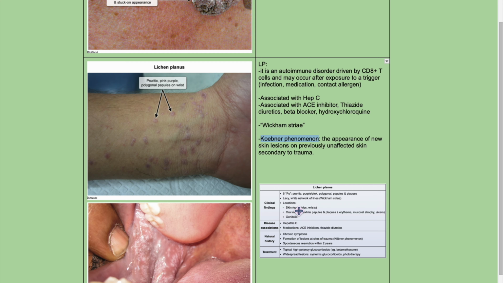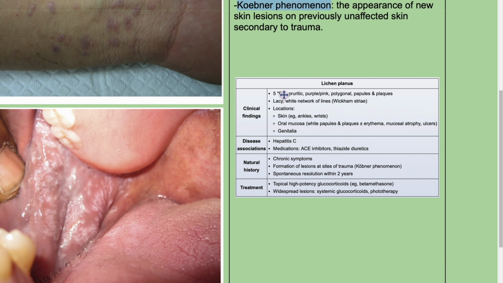Got it. So lichen planus, 5 P's, clinical findings. These are not that important. This you can figure out. It's the stuff that they usually test you on. But 5 P's: pruritic, purple, pink, polygonal papules and plaques, lacy white network of lines, Wickham striae. Location is skin, for example ankles and wrists, oral mucosa, white plaques, papules and plaques with or without erythema, mucosal atrophy, ulcers, and genitalia.